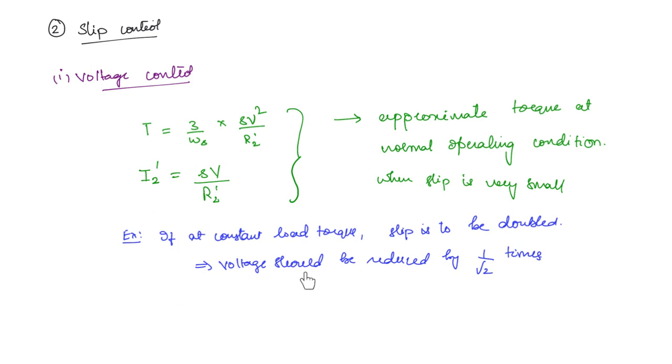Now when the voltage is reducing by root 2 times and the slip is being doubled, then what will happen to this current? The increase in slip is more than the reduction in the voltage. So overall the current is going to increase. This implies current will increase by how much times? Root 2 times. Therefore, overheating problem will be present when we are doing the voltage control.